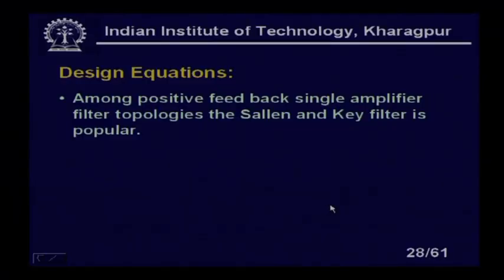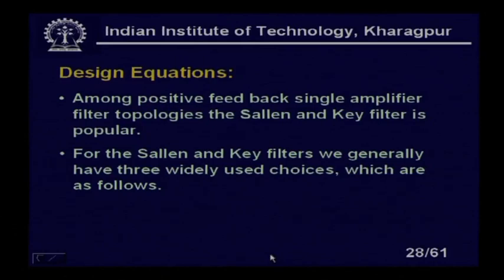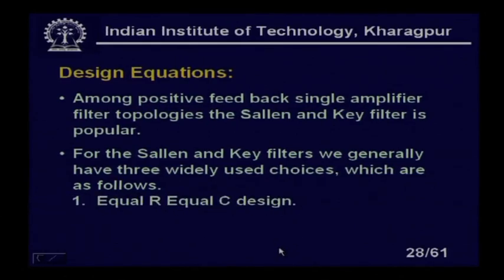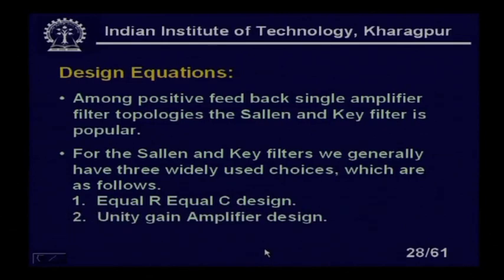Design equations. Among the positive feedback topology single amplifier filter topologies, the Sallen-Key filter is very popular. For the Sallen-Key filters, we generally have three widely used choices: equal R equal C design, unity gain amplifier design, and Saraga design. In equal R equal C design, all the resistances and capacitances have the same values. In unity gain amplifier design, the amplifier's gain is unity, so the bandwidth of the circuit will be higher.